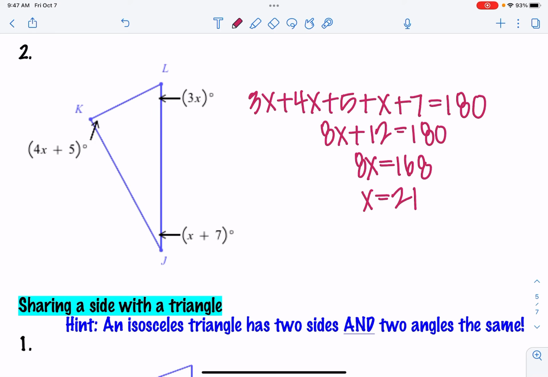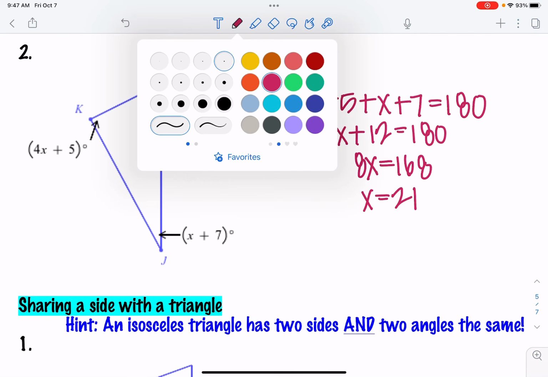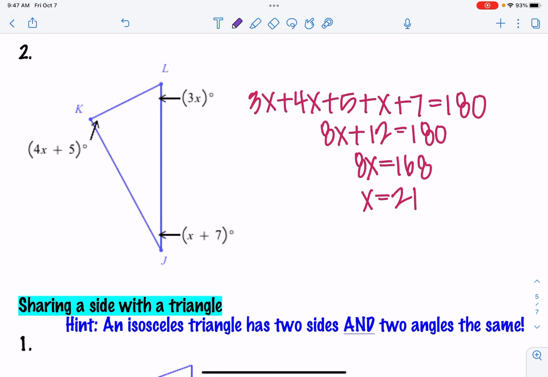And then again, all you have to do to find the final answer is just plug this into your expressions. So I should get 63 for L. I should get 28 for J. And I should get 89 for K.